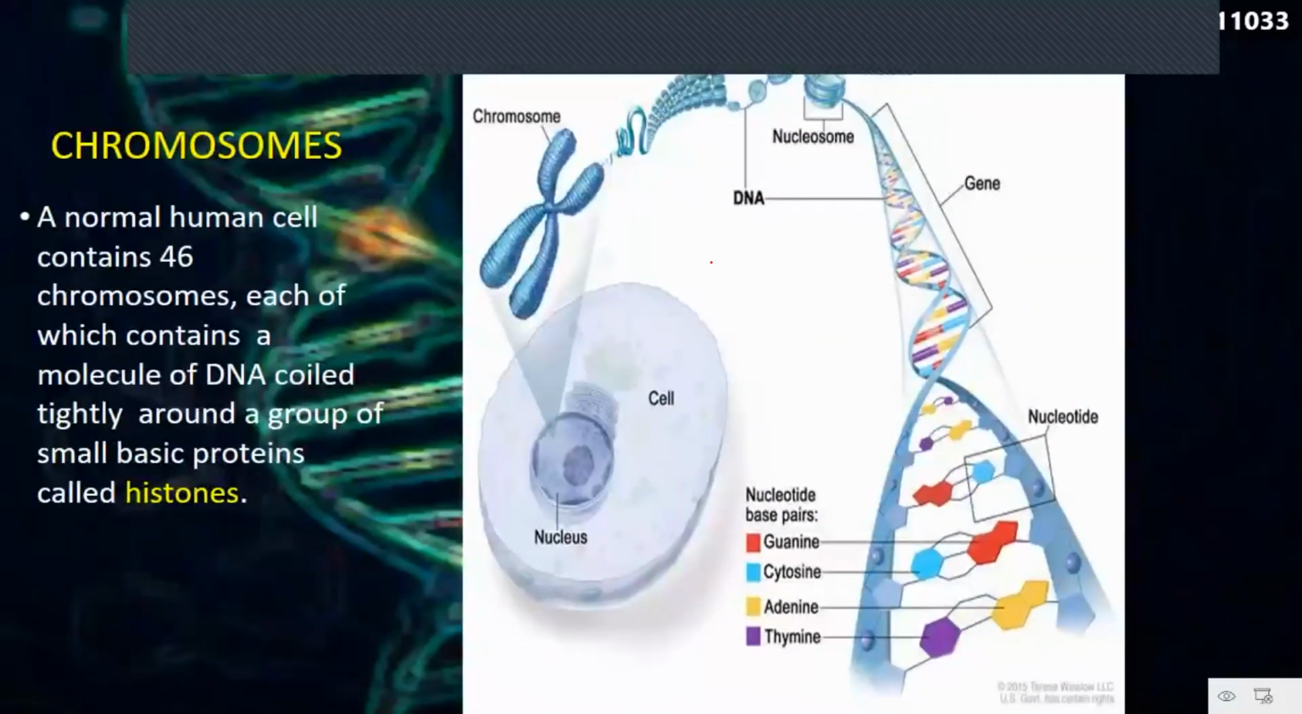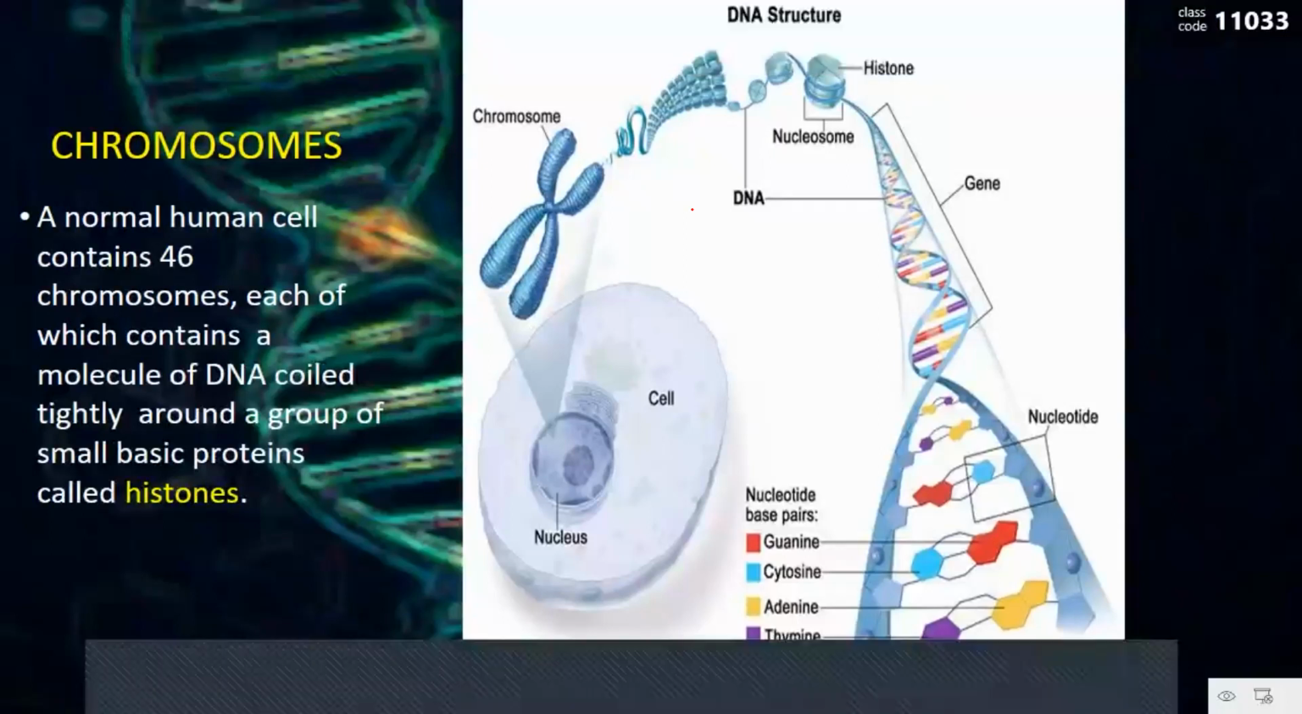So, nasaan si DNA, di ba? Nasaan yung DNA natin? Nasa nucleus. Saan sa nucleus? Nasa chromosome. So, humans contain how many chromosomes? 46. Paano yun na-create? 23 from the sperm cell and 23 from the egg cell, para makomplete tayo as a human.